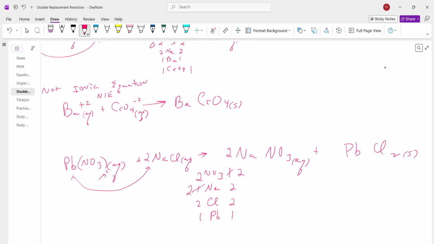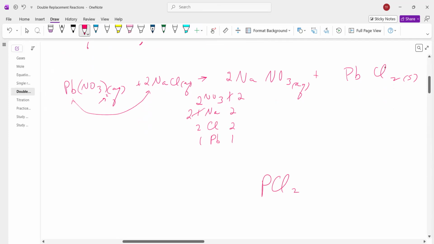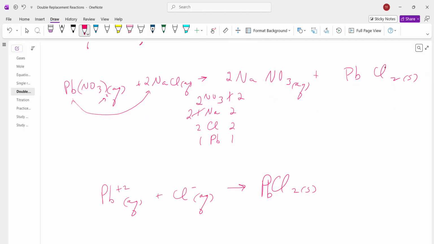Now we need a net ionic equation. Okay, so we're gonna have a net ionic equation. And how did we make lead chloride? Lead and chloride. So that's the net ionic equation.